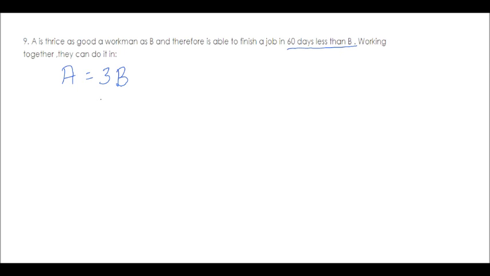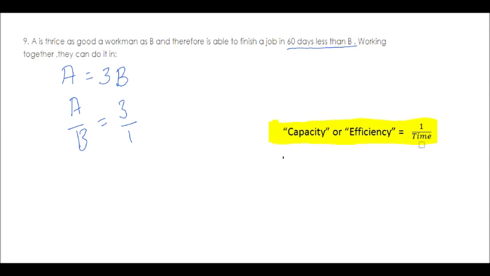Here, capacities of A and B are in the ratio 3 by 1. In the previous problems also we have seen, if the capacity is more, the work will be done in less time. If the capacity is less, the work takes more time. So capacity, or efficiency, is always inversely proportional to time taken. Here A by B, the capacities are in the ratio 3:1.